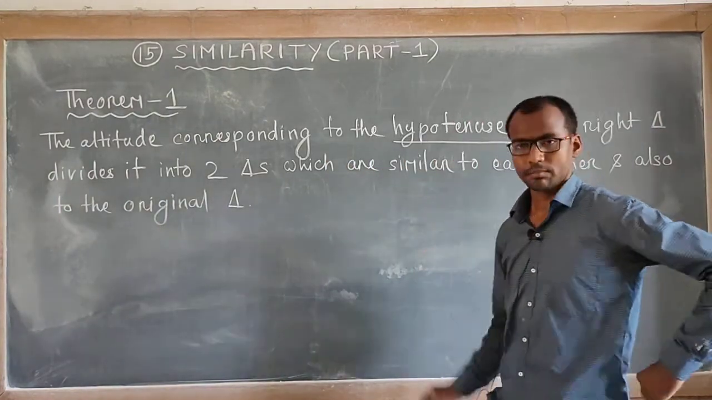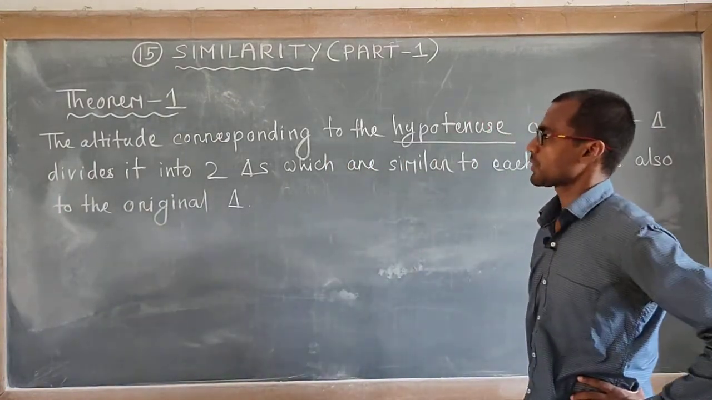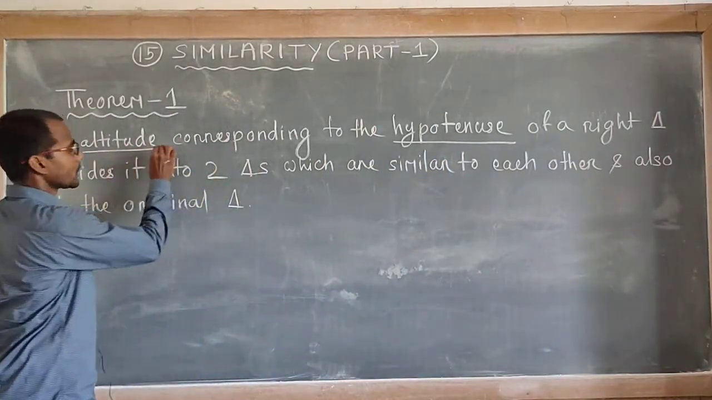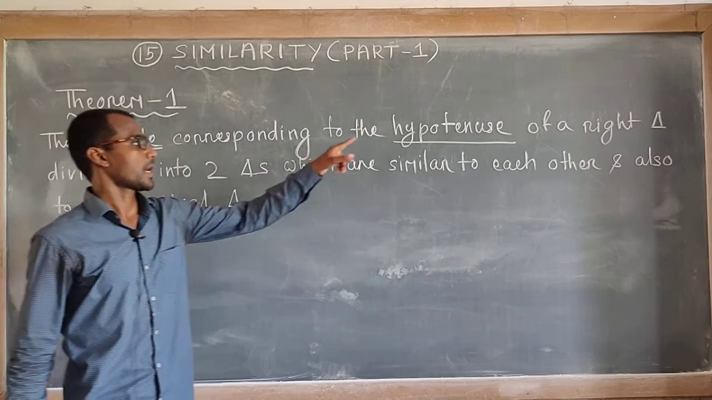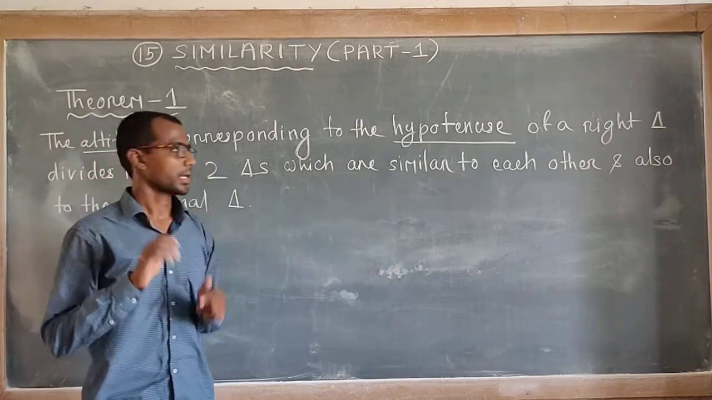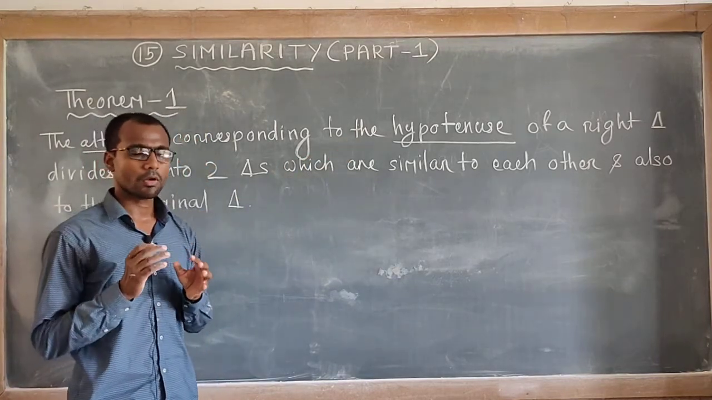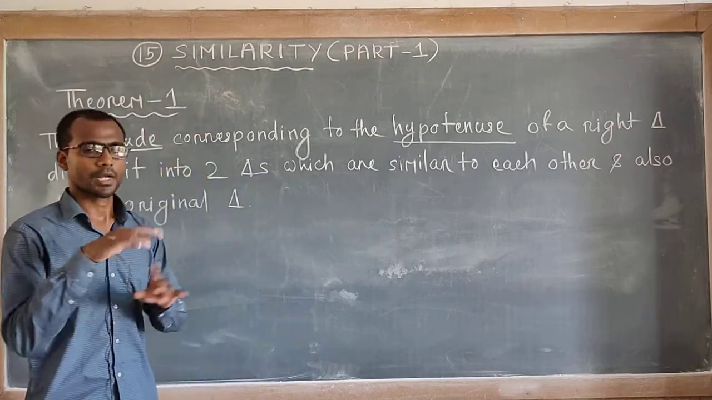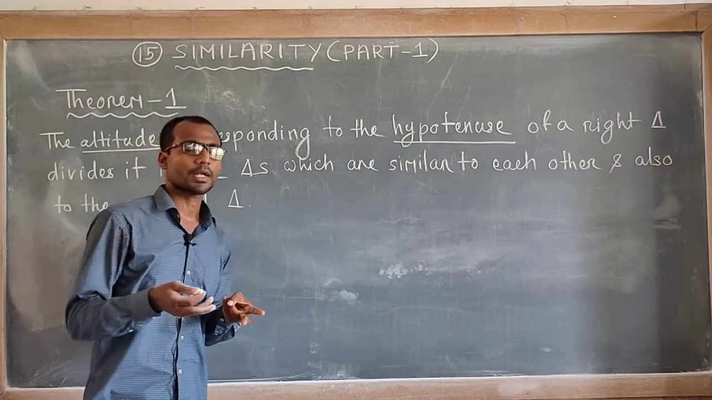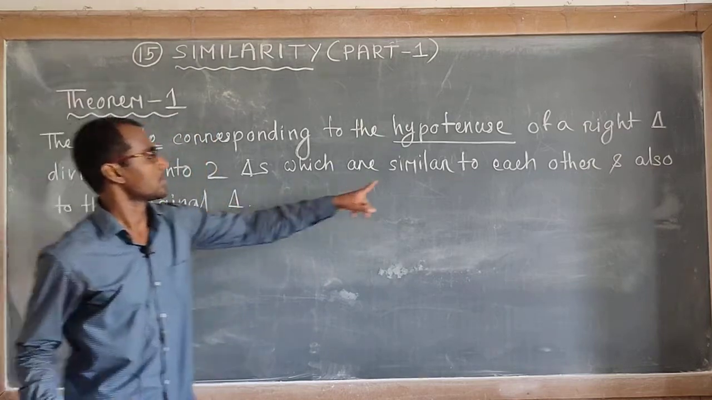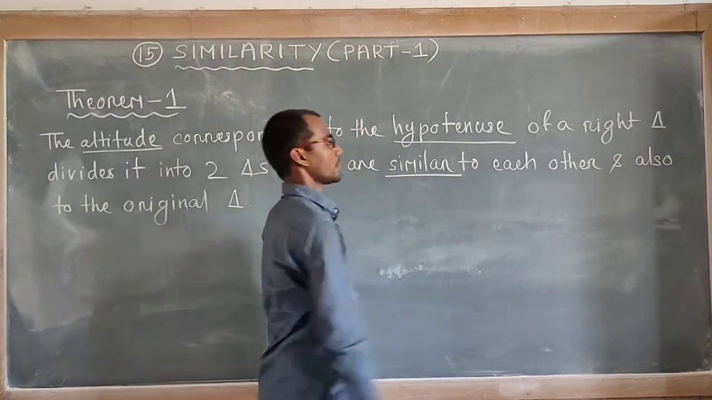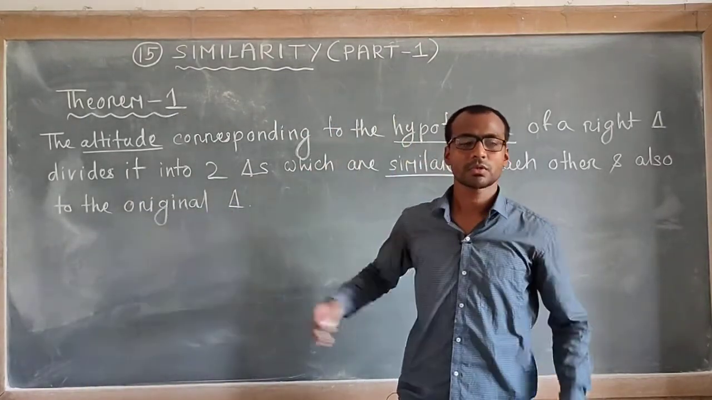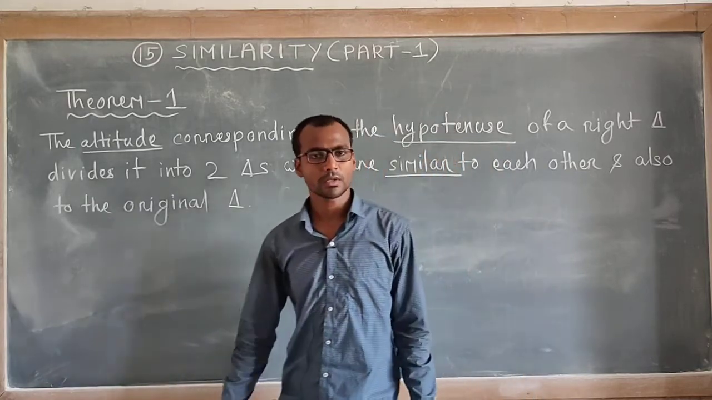I will show you in a diagram. The altitude corresponding to the hypotenuse. Means we will draw a right triangle. Then we will have to draw altitude corresponding to the hypotenuse. That altitude will divide the triangle into two smaller triangles, which will be similar to each other, and also to the original triangle, means to the original big right triangle. Okay. So let us draw the figure.